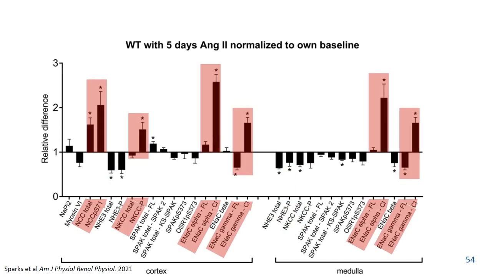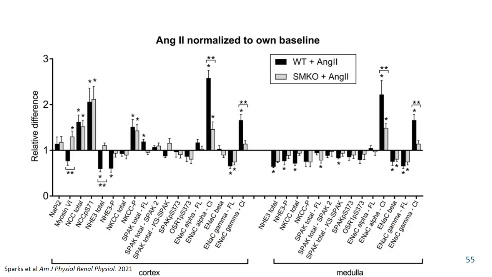However, we also know that there are many other sodium transporters and channels that actually contribute to that blood pressure elevation, in particular ENaC. And so ENaC gets activated. You have an increase in aldosterone, and so you can see you have an increase in alpha and gamma activation of ENaC. You also see activation of NCC in the cortex. And so this is a pattern that we see in the wild-type scenario.